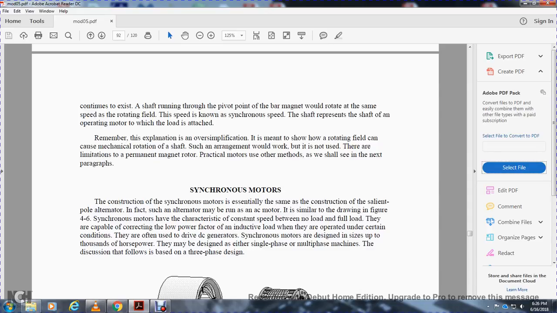Remember, the explanation is an oversimplification meant to show how the rotating field causes mechanical rotation of the shaft. Such an arrangement would work, but is not used. There are limitations to the permanent magnet motor. Practical motors use other methods, which we will see in the next paragraphs.